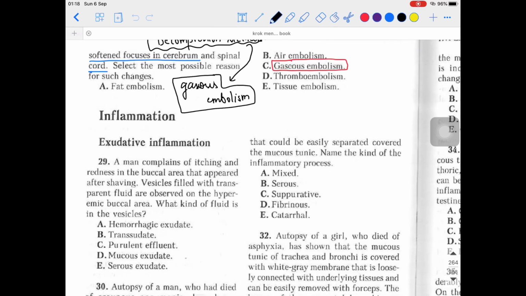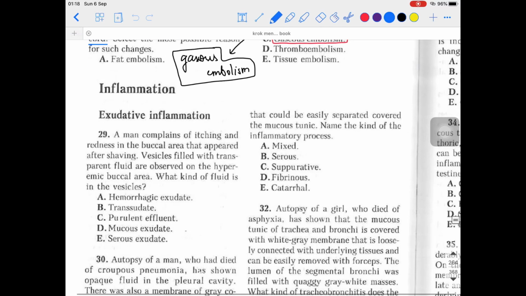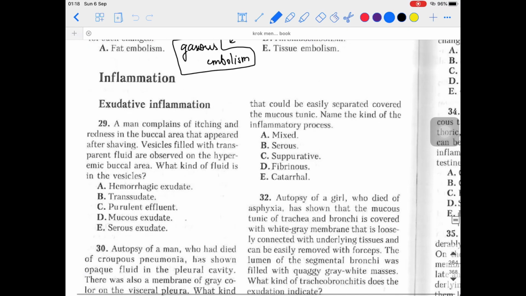So in this one they are saying, we are starting with question number 29. A man complains of itching and redness in the buccal area that appeared after shaving. Vesicles filled with transparent fluid, okay, that's important. Vesicles filled with transparent fluids are observed on the hyperemic buccal area. So what is actually happening?